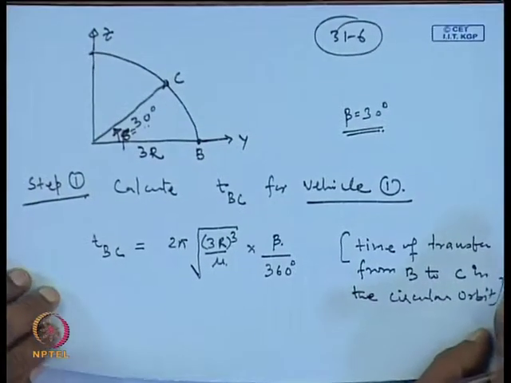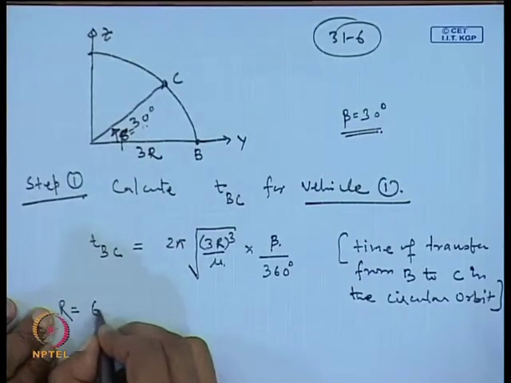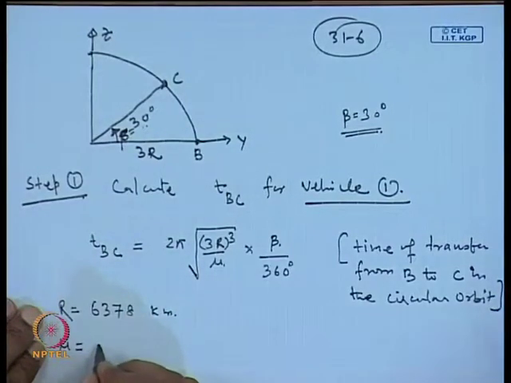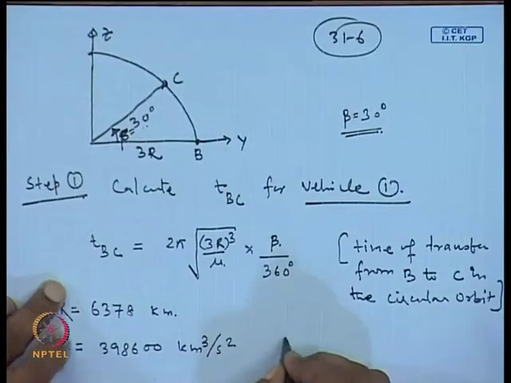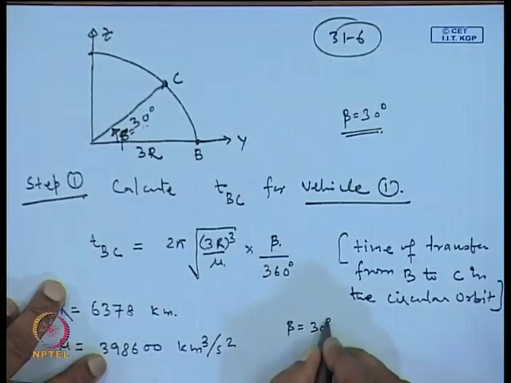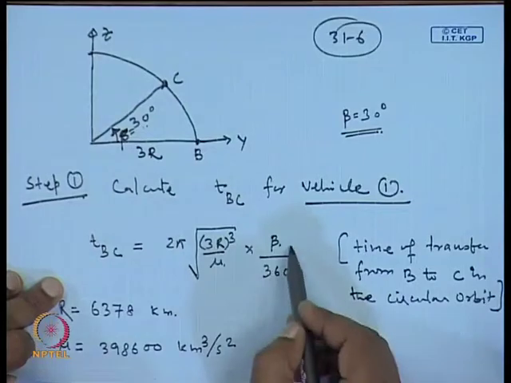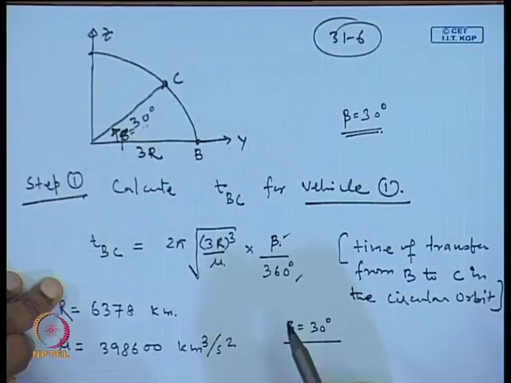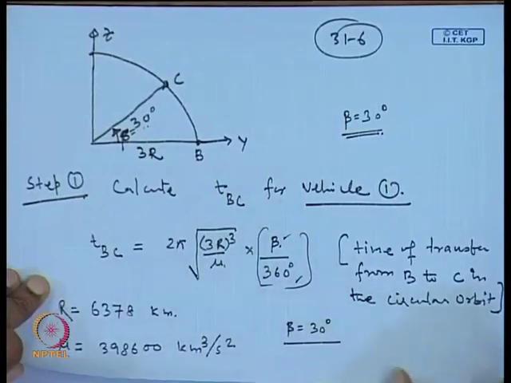Now, these values are known to us. So, we have the radius of the earth r is 6378 kilometers, mu is given to be 398,600 kilometer cubed per second squared. Beta is here 30 degree. So, we are just proportionally scaling it. This you could have written in terms of the radian also. If you write in radian, this also you need to express in the radian, but ultimately the ratio will remain the same. Okay, this ratio is not going to change.